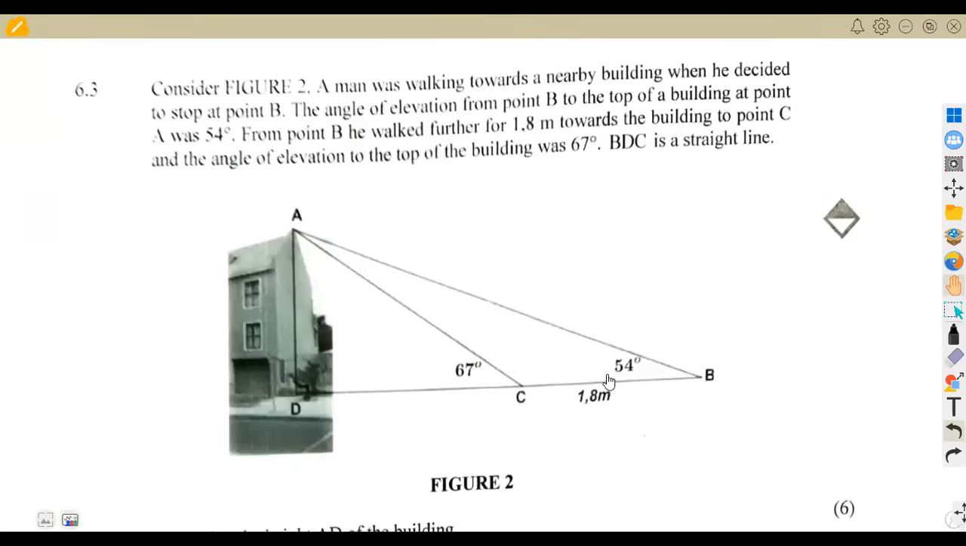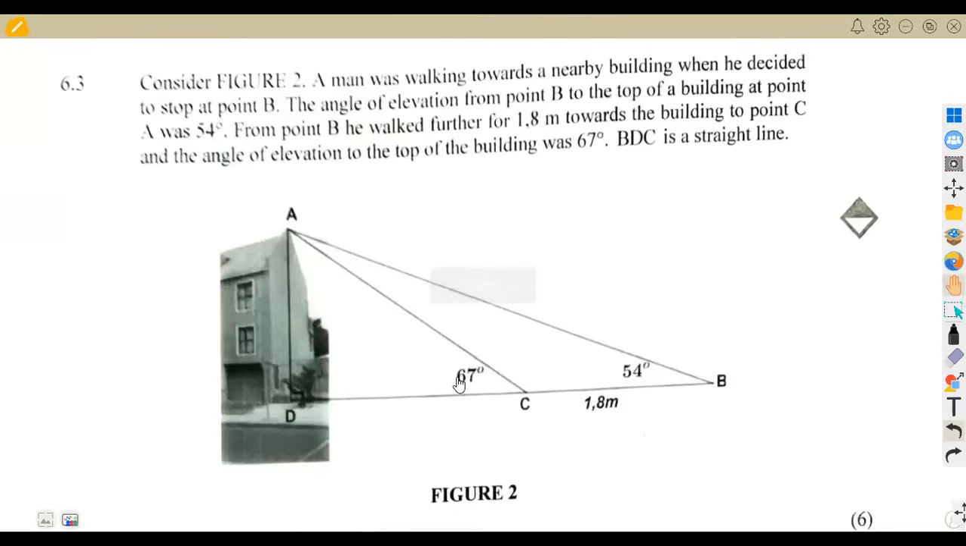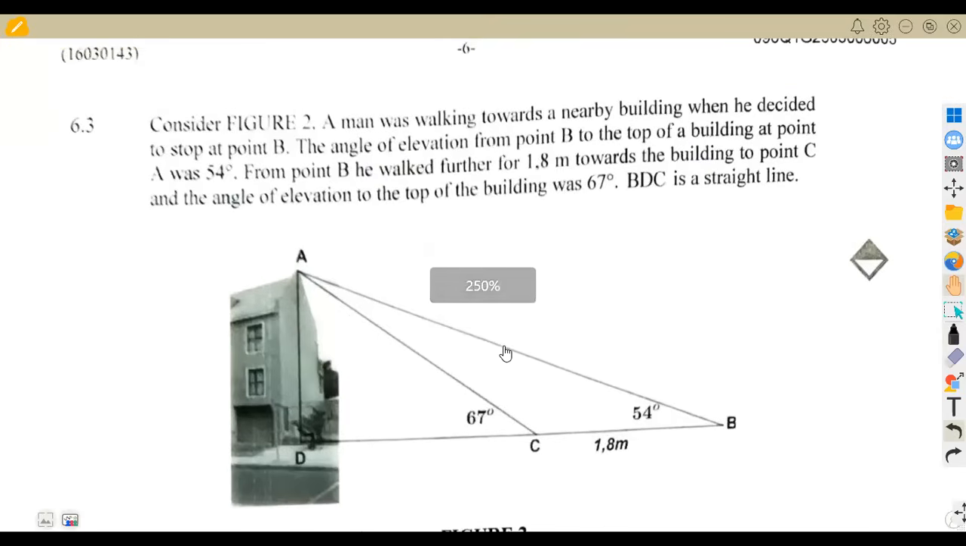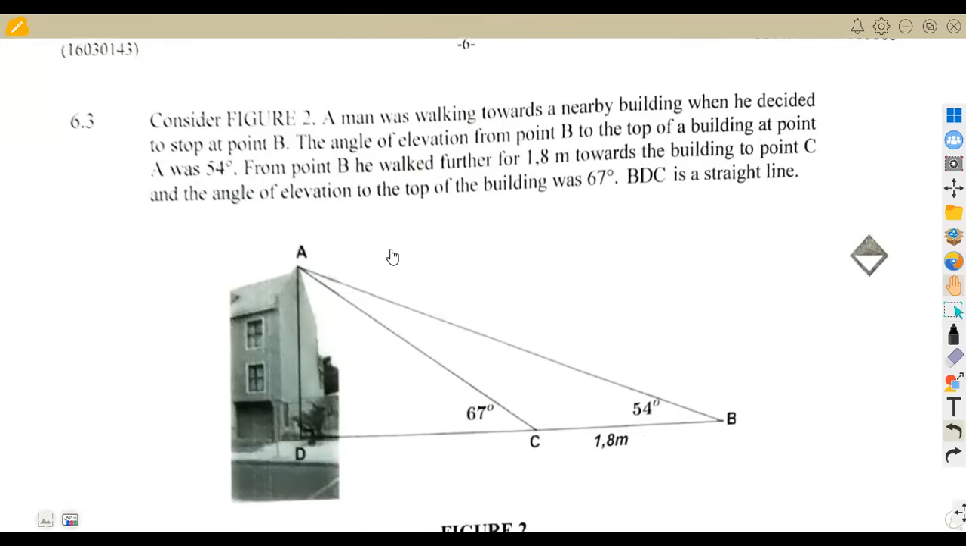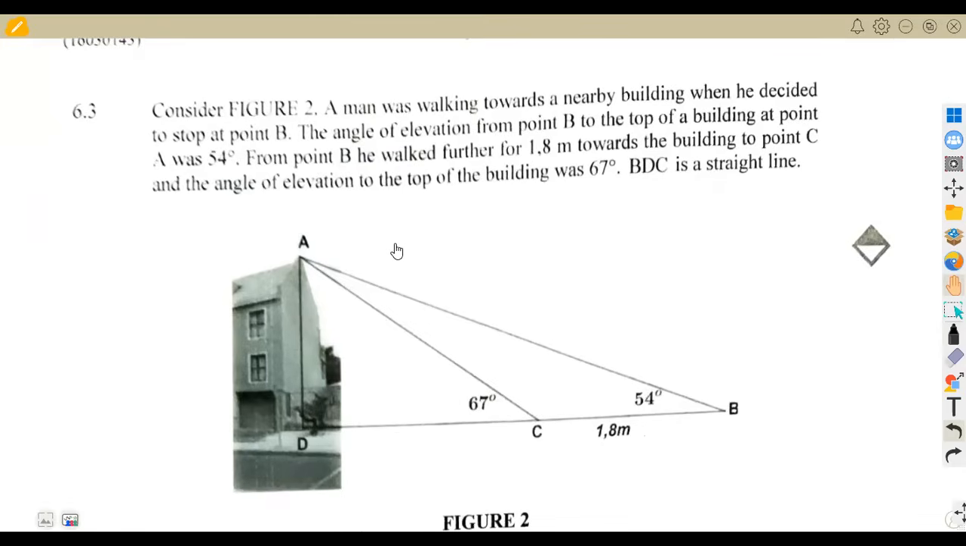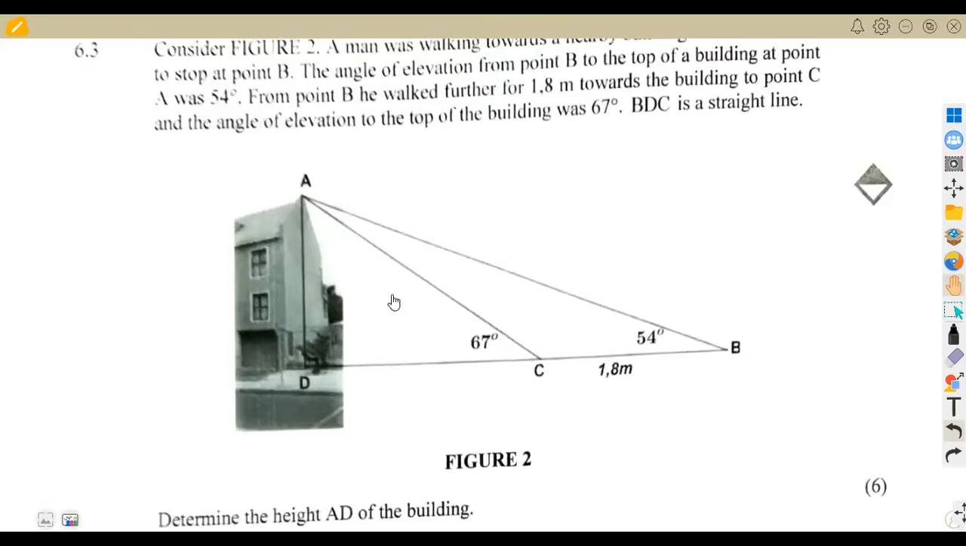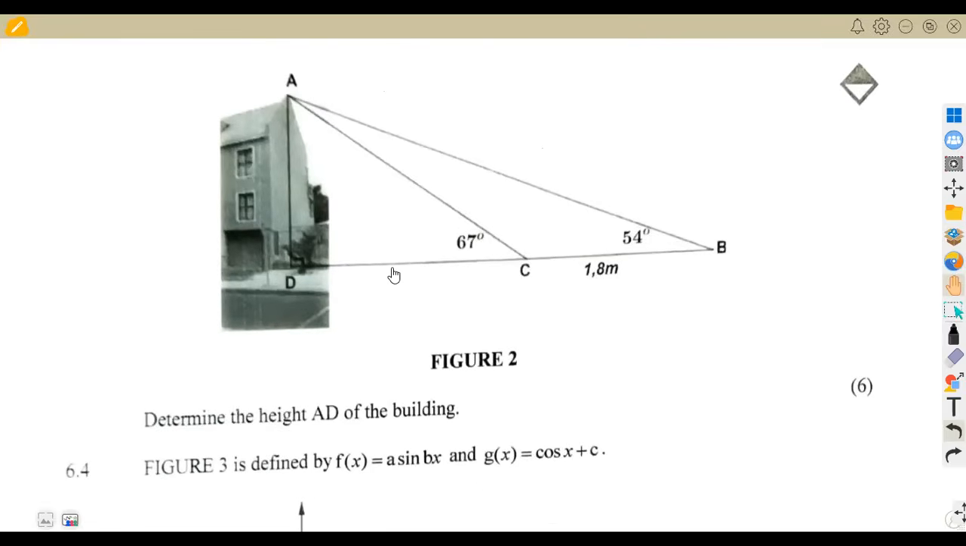6.3, we are given, consider Figure 2, where a man was walking towards a nearby building. So we're given a condition of a man walking towards a nearby building, where he decided to stop at point B, through the angle of elevation, and so forth. We are given that BCD is a straight line, and we are asked to determine the height AD of the building.